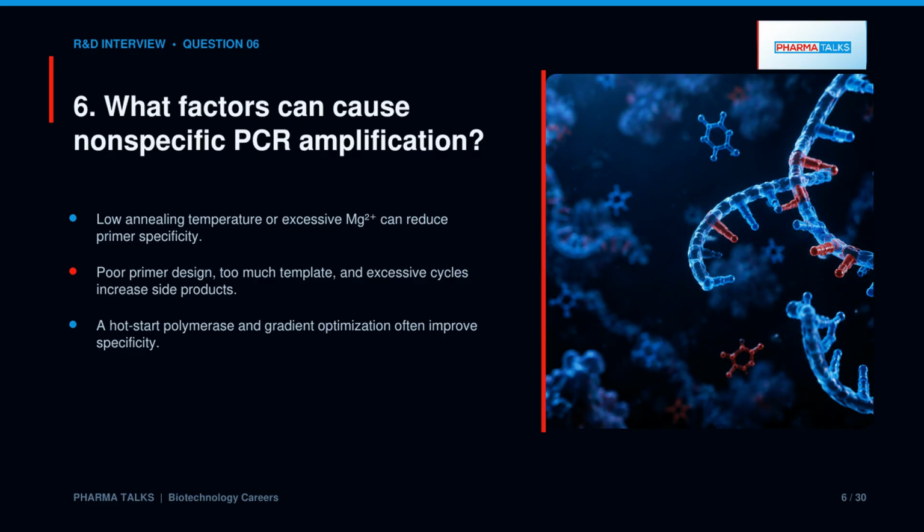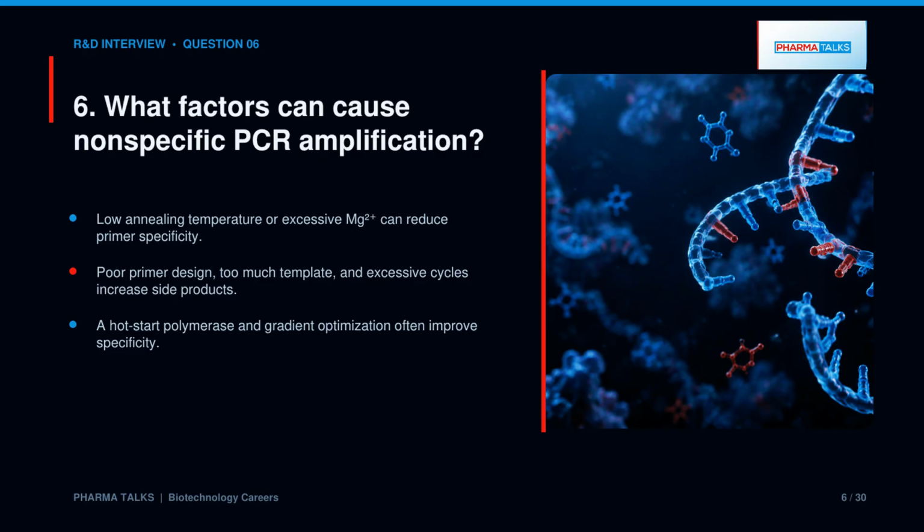Nonspecific amplification can result from a low annealing temperature, excessive magnesium, poor primer design, too much template, or too many cycles. I would first review the controls and gel pattern, then optimize one variable at a time. A temperature gradient, lower primer concentration, or hot start polymerase often improves specificity. Question 7. How do you evaluate RNA purity and integrity?